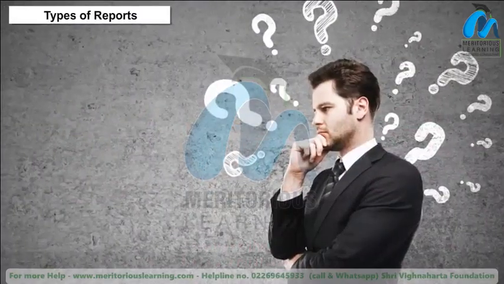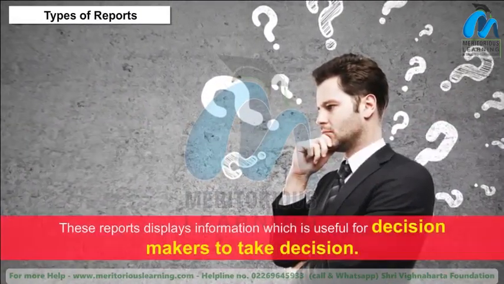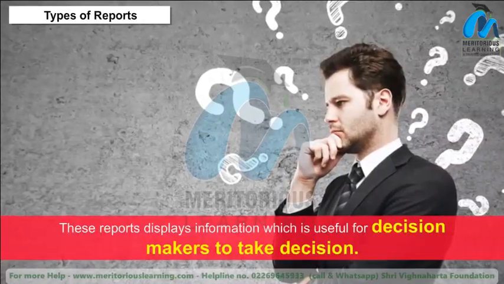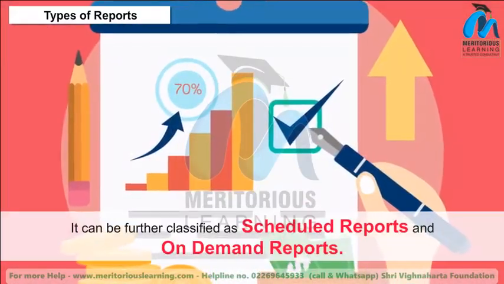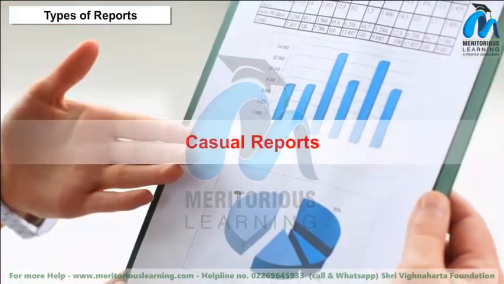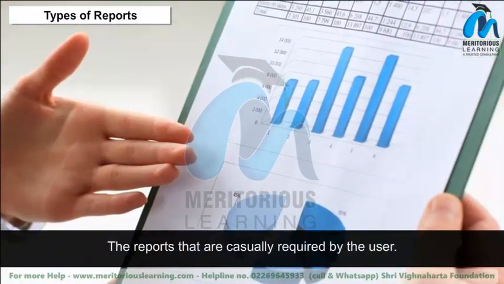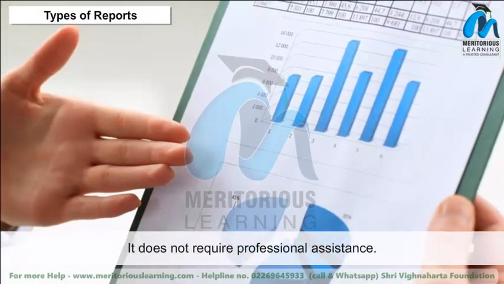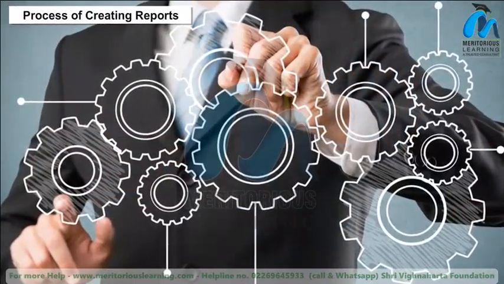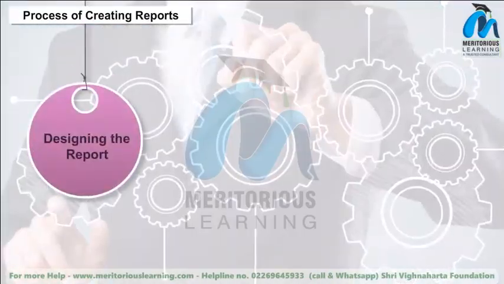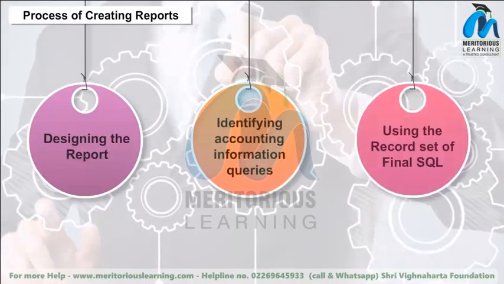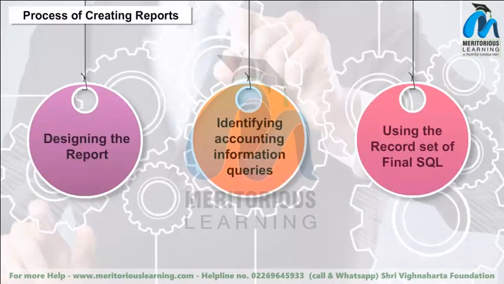Types of reports. Programmed reports. These reports display information which is useful for decision makers to take decisions. It can be further classified as scheduled reports and on-demand reports. Casual reports. The reports that are casually required by the user, it does not require professional assistance. Process of creating reports. It involves 3 steps. Designing the report, identifying accounting information queries, using the record set of final SQL.